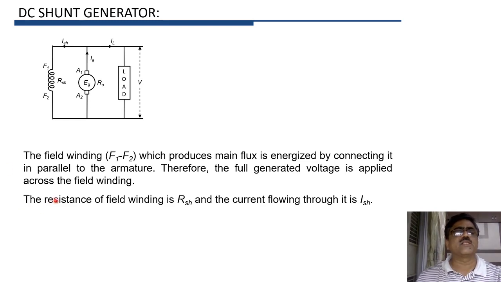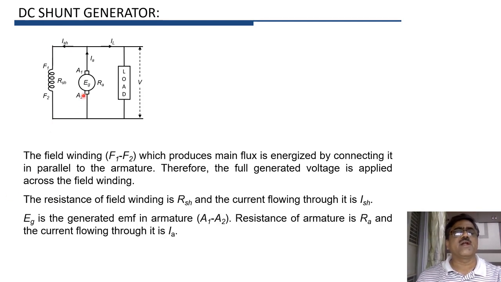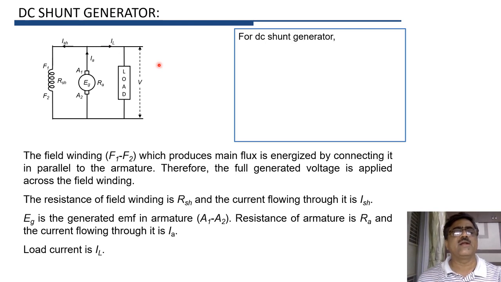Now here the resistance of field winding is RSH and current through field winding is ISH. Again, generated EMF is EG. RA is the resistance of armature and IA is the current through armature. And again, load current is IL. Now for DC shunt generator, with the help of this diagram, we can write the important expressions.